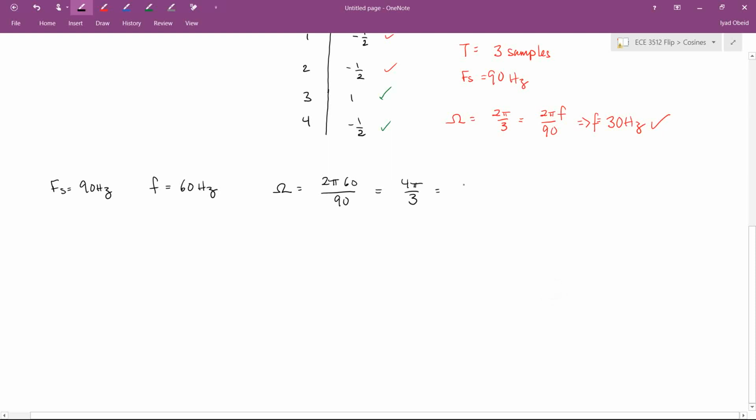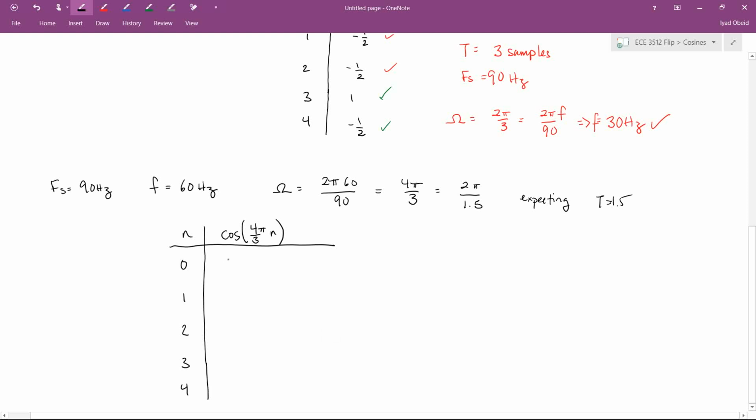Or if you like, we might expect that to be 2 pi over 1.5. So we're expecting a period of 1.5 samples per period. So let's give it a shot. N, cosine of 4/3 pi n. And once again, we can go plug these values into a calculator.